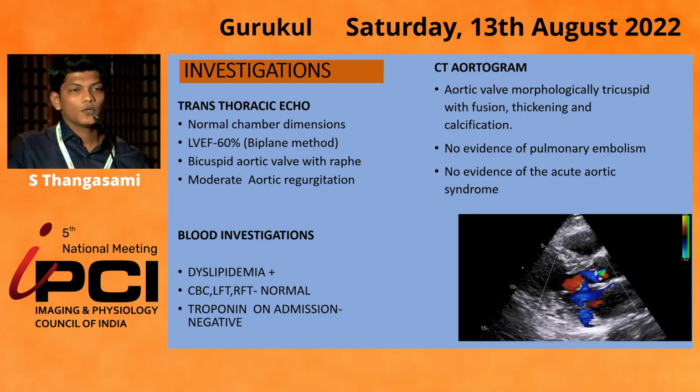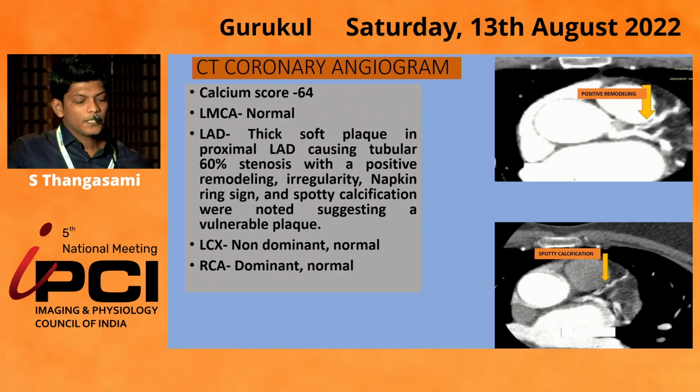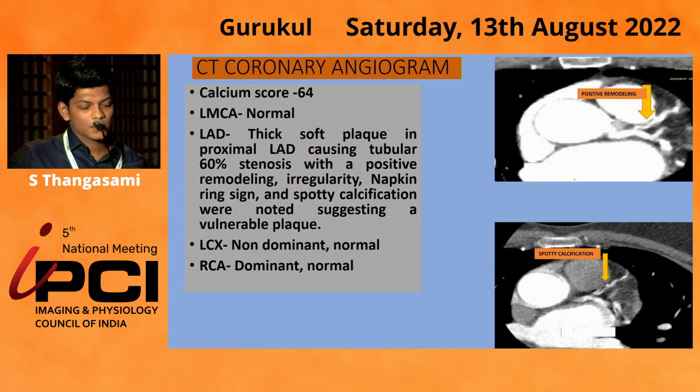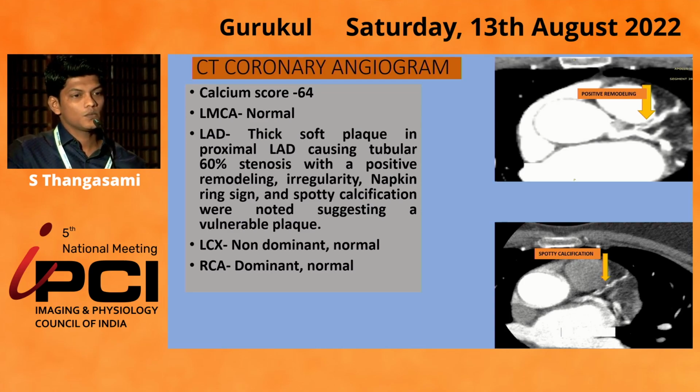The CT aortogram showed a morphologically tricuspid aortic valve with fusion, thickening, and calcification. There was no evidence of pulmonary embolism and no evidence of acute aortic syndrome. But the CT coronary angiogram showed that the calcium score was 64. The left main was normal, but in the proximal LAD there was a thick soft plaque causing a tubular 60% stenosis with positive remodeling, luminal irregularity, a napkin ring sign, and spotty calcification. It was reported as a vulnerable plaque.